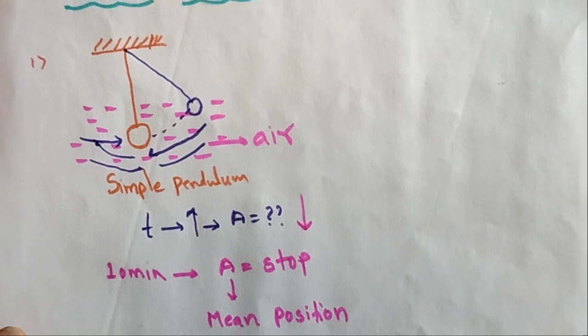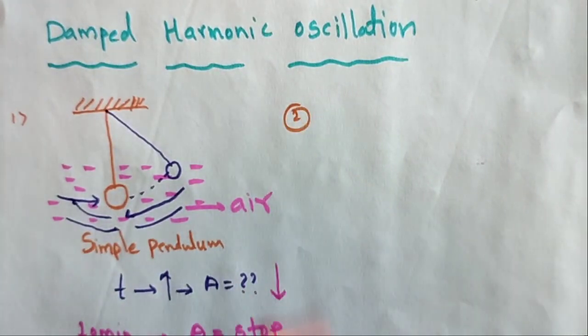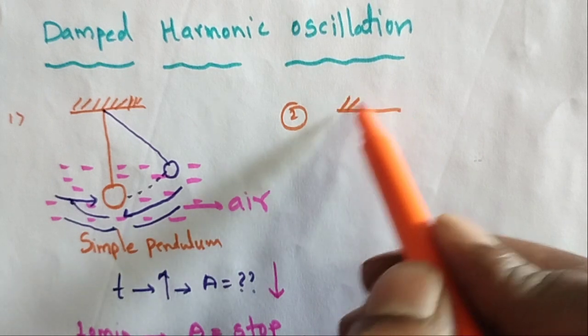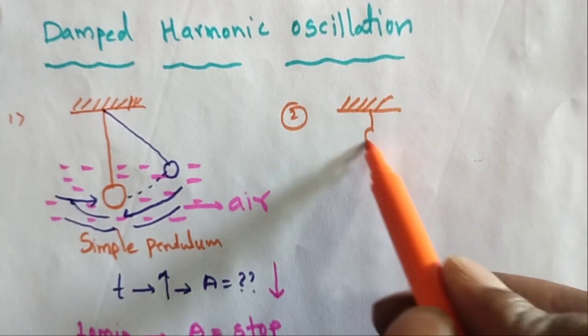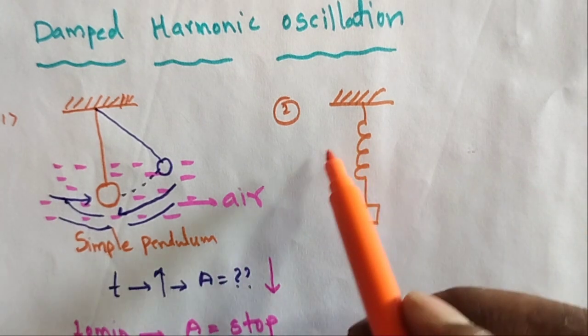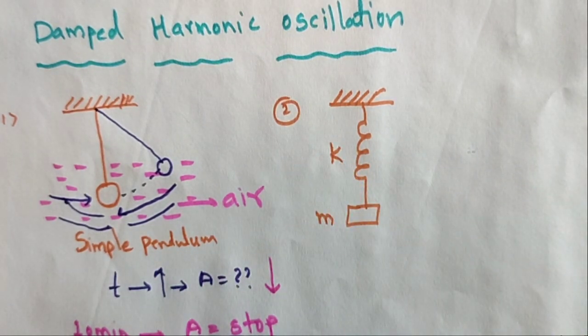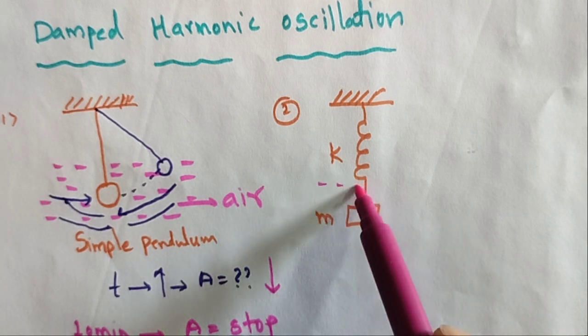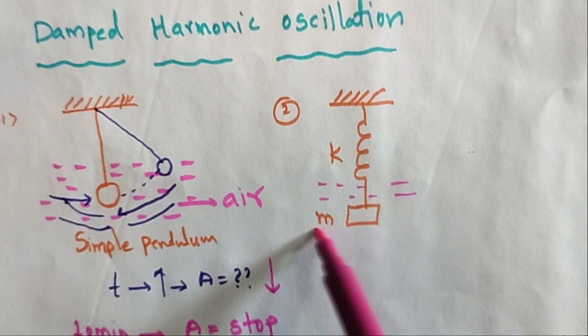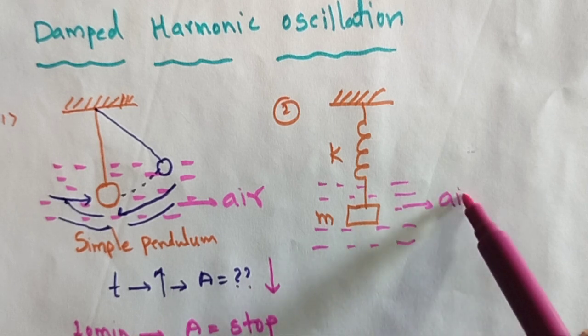Now I am taking a second example: the spiral spring. Let us take a spring-mass system. This is a spring with spring constant K and mass M. Here also there is a surrounding medium. What is the medium? Here it is air.